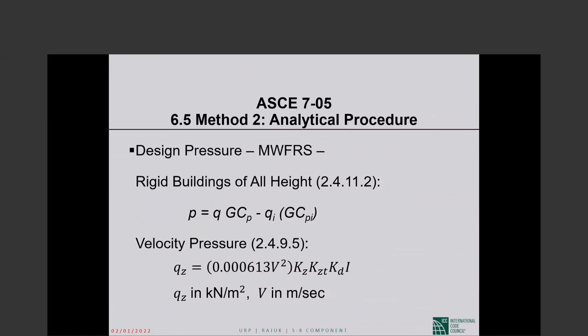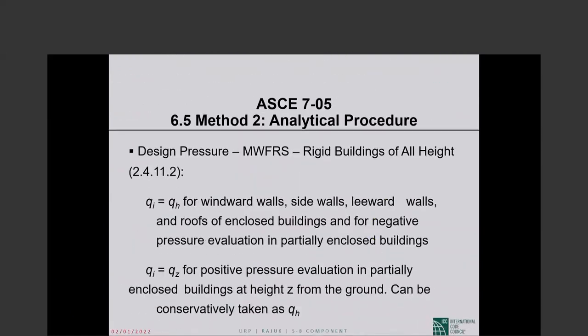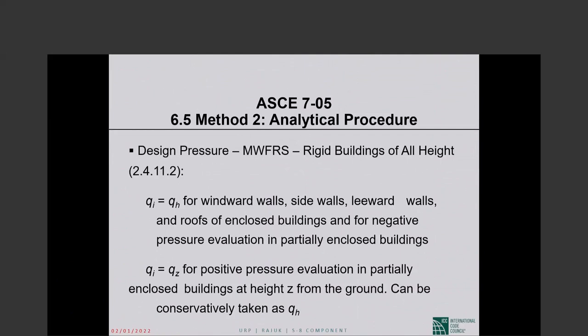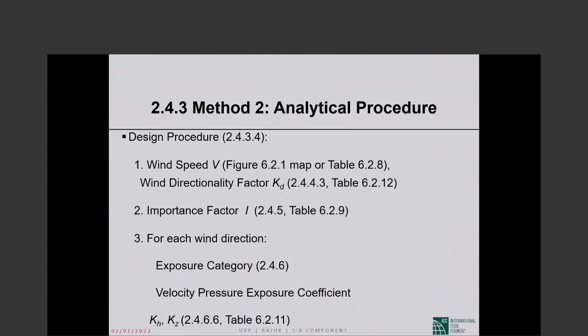Method 2 is the so-called analytical procedure, which is the original procedure from 1972 onwards, for rigid buildings of all heights. Actually these two pages are probably a repeat of what has already been discussed or what is to come. Even this has been covered: the velocity pressure we have talked about, and the load factor. So this has been okay. Let's start here.